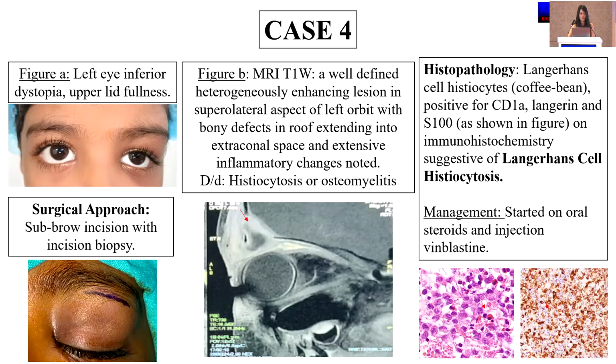In case 4, a 6-year-old child presented with left eye inferior dystopia and upper lid fullness. The MRI was suggestive of heterogeneously enhancing lesions along with bony defects. A differential of histiocytosis or osteomyelitis was made, and a subbrow incision was undertaken. Histopathology revealed coffee bean appearance, suggestive of Langerhans cell histiocytosis. The patient was referred to the pediatric department, where he was started on oral steroids and injection vinblastine.